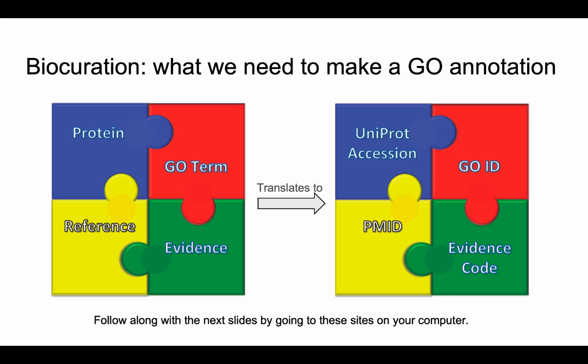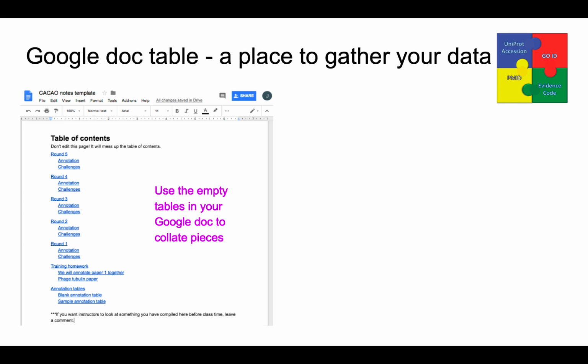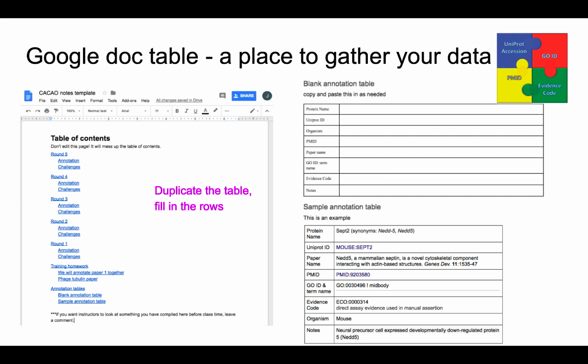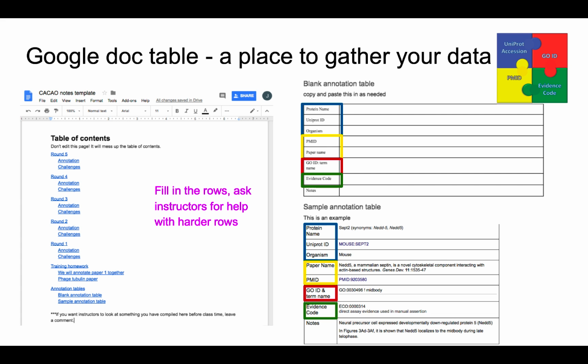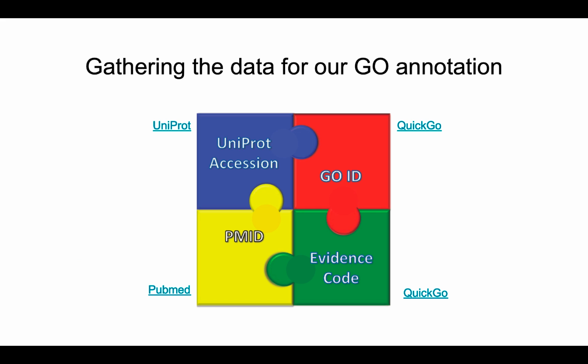So you should have the Google Doc with your table that has the information that you put into your table as much as you could last week, or you'll fill the rest of it in this week, and it's going to have your blank annotation tables that you would copy and then the example. So we're going to go through each of these pieces. They fit together: the pieces for the UniProt accession, for the paper, for the GO ID, and for the evidence code. And these are the three websites that you would use. So we're going to go through each of them individually.